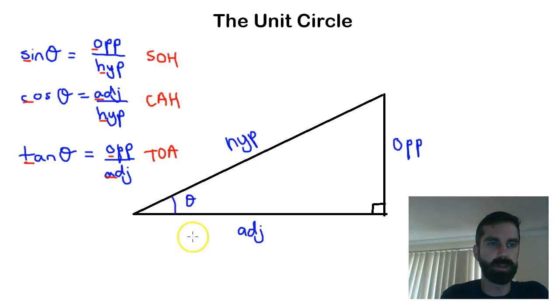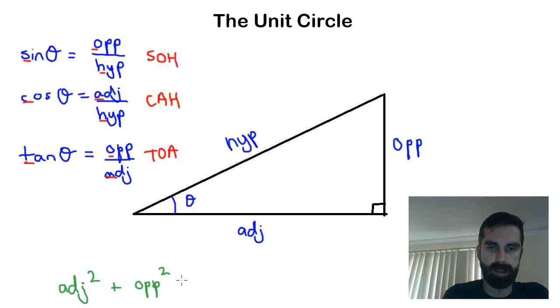What was the other thing we learned about triangles? Well, we all know Pythagoras' theorem, and that says that if you square the adjacent and the opposite sides, add them together, that's going to be equal to the hypotenuse squared. Okay, so we're all happy with that. I just want to throw a scenario out there.